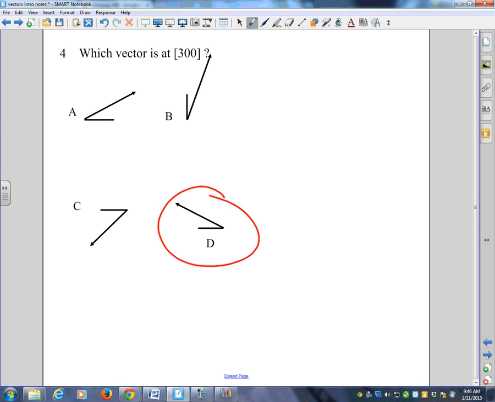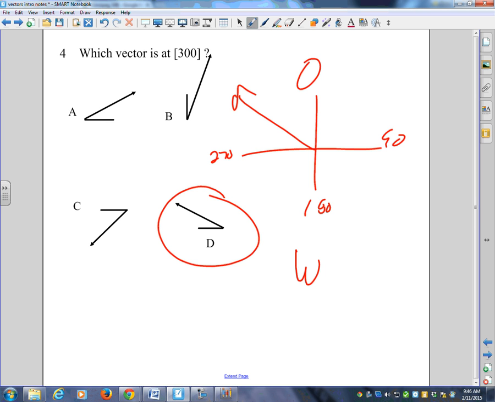300, remember? 0, 90, 180, 270. 300, that would be west, 30 north, wouldn't it? Right? All good, right?